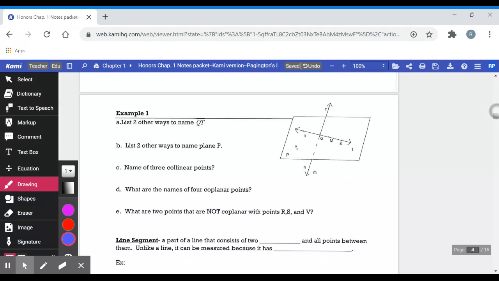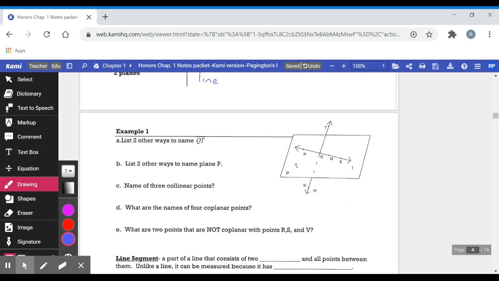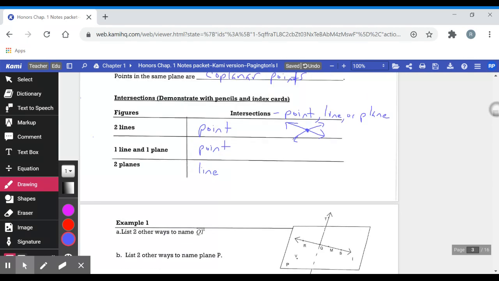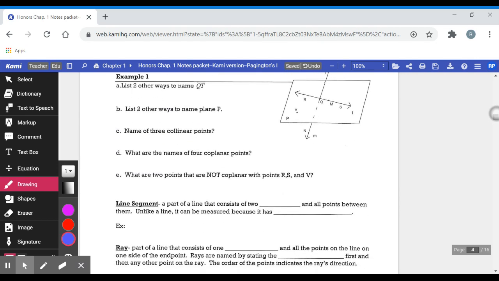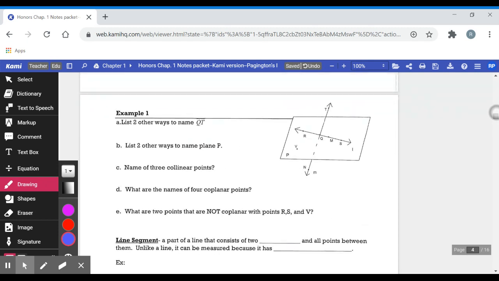So on this next section, for example 1, the things we have talked about, you should be able to answer all of these questions. So again, the more you practice it, the better you're going to get at this. So I would recommend pausing the video once again, trying to answer these questions that are here, for example 1, A, B, C, D, and E. And then you can turn the video back on and check your answers and fix them as needed.